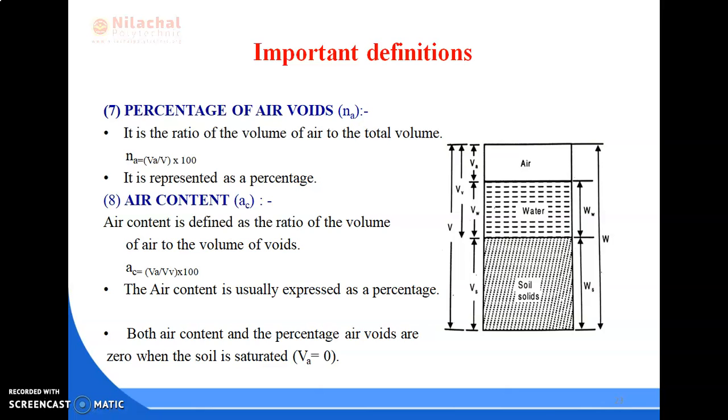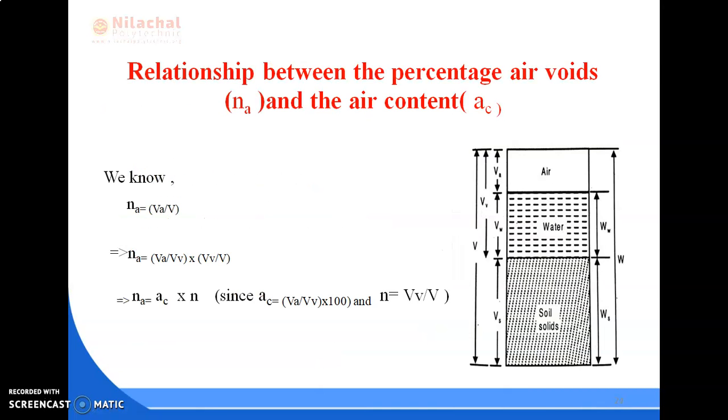Next, the relationship between the percentage air voids na and the air content Ac. To find out every relationship or interrelationship, you have to remember this three-phase diagram. This diagram is most important. Always remember this. Also, in every case or at every stage, you have to draw this diagram for reference.